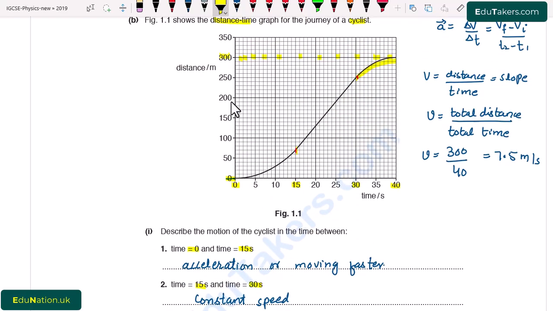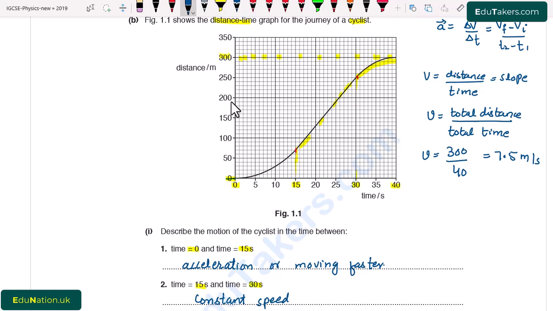From 0 to 15 seconds the cyclist is accelerating. It means that its speed is going on increasing, and after 15 seconds and up to 30 seconds the speed is constant, but it is still the maximum value. So we can simply say that the difference between these two points gives the maximum speed, from this point up to 30 seconds and this 15. We also find the maximum speed by the same formula, that is the distance divided by time, or the slope of the distance-time graph.